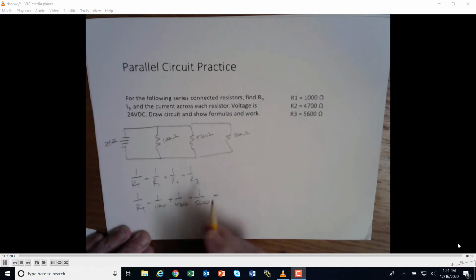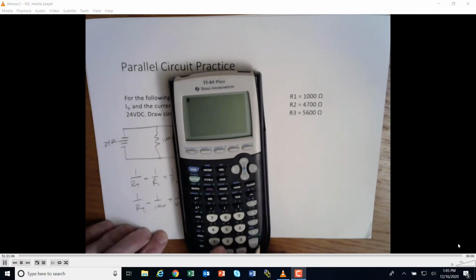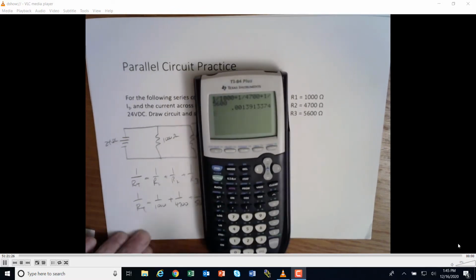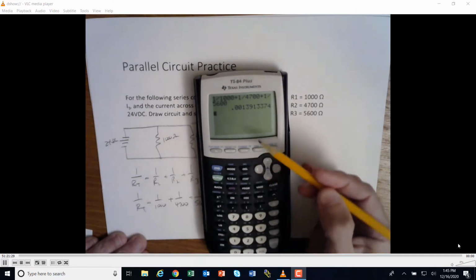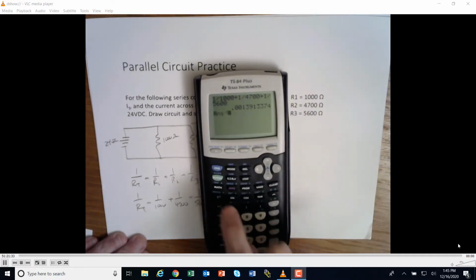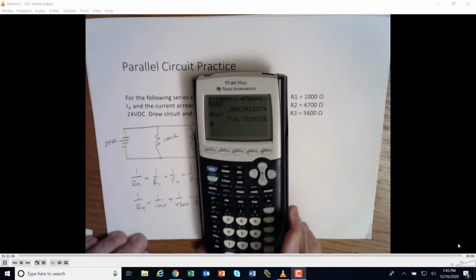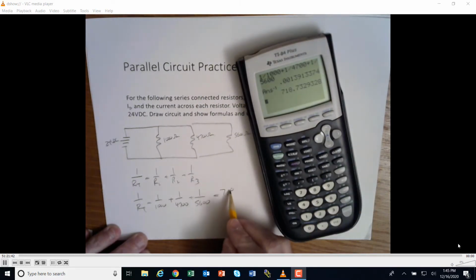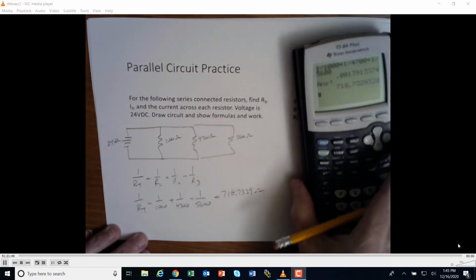Okay, so if I take my calculator and I'm going to go 1 divided by 1,000, plus 1 divided by 4,700 plus 1 divided by 5,600. And I'm going to get some number that's very small, like 0.001. What I need to do is I need to flip it. I need to go 1 over it. So I need to divide 1 by that number, or x to the minus 1, and I end up with 718.7329 ohms. Okay, so that's what I end up with for my total resistance.